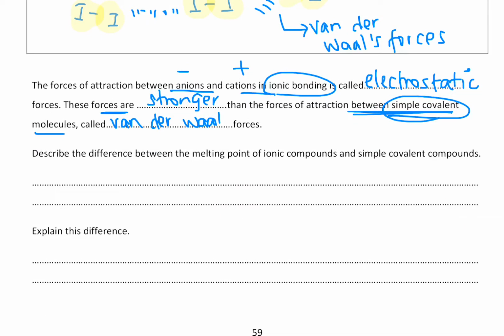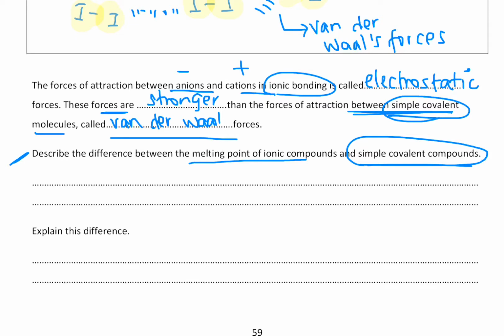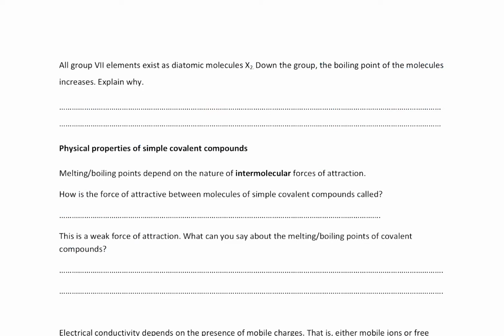Right. Now describe the difference between the melting point of ionic compounds and simple covalent compounds. So in an ionic compound, there are strong electrostatic forces, which are going to require a large amount of energy, but in simple covalent compounds, you have weak van der Waals forces, which require a small amount of energy. So I'm pretty sure you can describe the difference, and here you have to explain the difference. This question: all group 7 exist as diatomic molecules, and you have to explain why the boiling point of the molecules increases down the group.